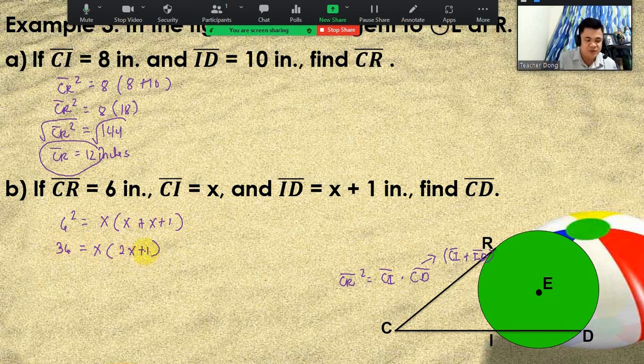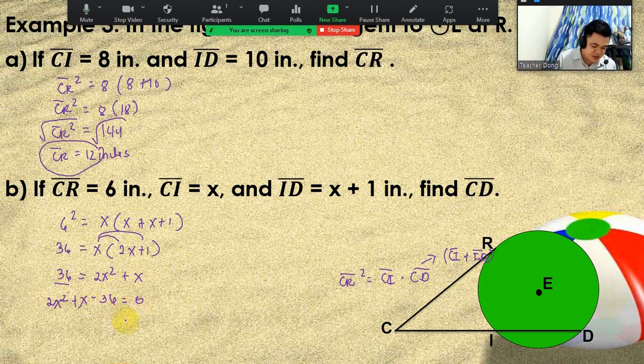Then distribute X, bring down 36. So X times 2X is 2X squared. Then X times 1 is X. Then the next thing that we're going to do is to simplify this by making it a trinomial. So we will be transferring 36 using the addition property of equality. So it's now 2x squared plus x minus 36, which is the opposite of positive 36, equals 0.